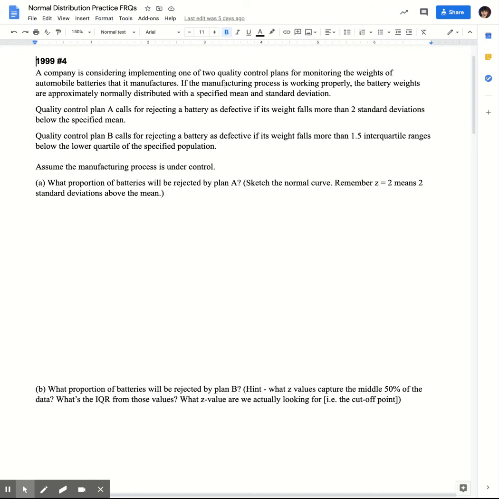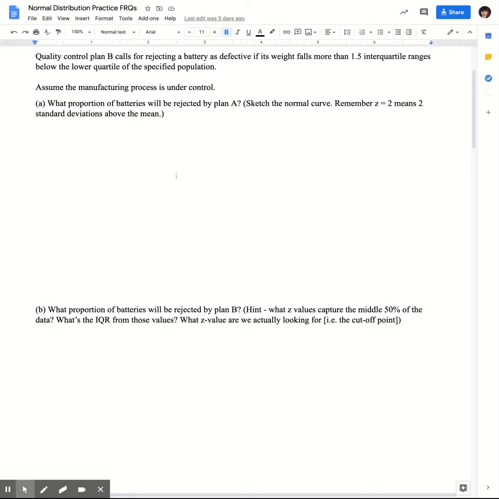So in this first question, we're talking about a company that is considering two different quality control plans. Their first quality control plan will reject batteries as defective, meaning they don't match the general pattern, if the weight of the battery is more than 2 standard deviations below a particular mean. And Plan B will reject a battery if the weight falls more than 1.5 IQRs, interquartile range, below the lower quartile. So meaning it's like a lower outlier, okay?